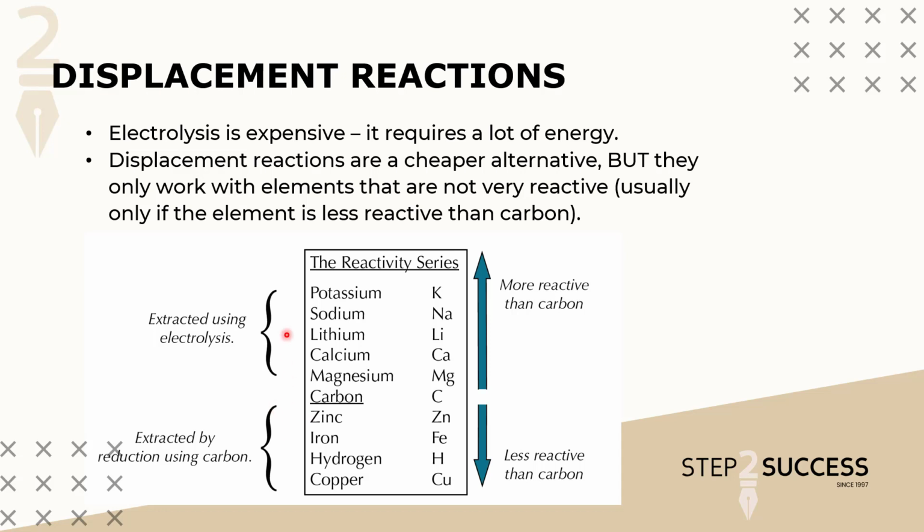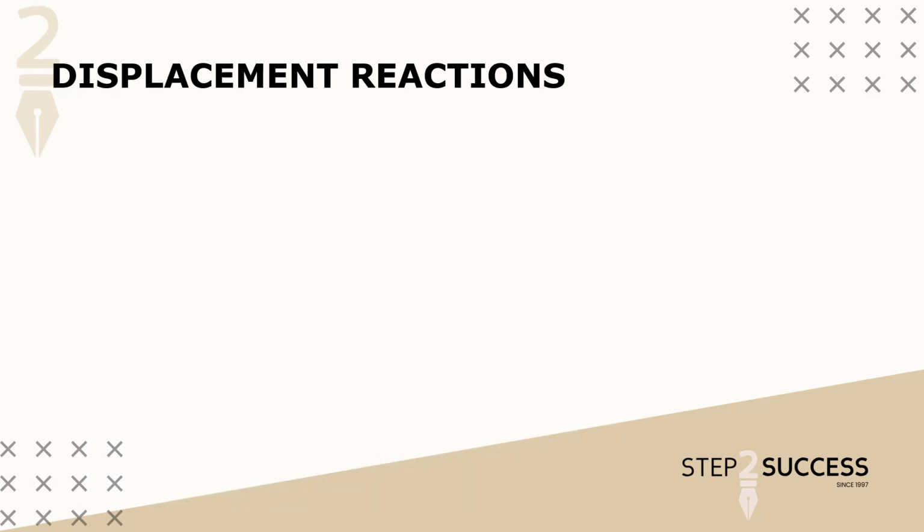So just so you understand, we use displacement for extracting elements that are generally less reactive than carbon, but we use electrolysis further up the chain because it becomes harder and harder to extract those using displacement reactions. We'd love to do that, but it becomes harder and harder. So let's move on and talk about some specific displacement reactions.